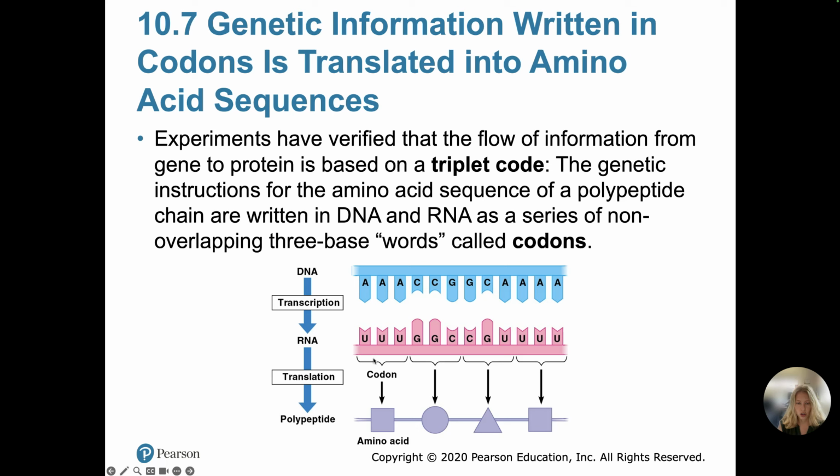This image just shows the codons in RNA. The codons would be the same in DNA. So we would have the 3 base pairs, so AAA, CCG, GCA, and AAA. Typically, codons generally refer to RNA though, because the RNA is what is translating the information from the DNA into the amino acid sequence.